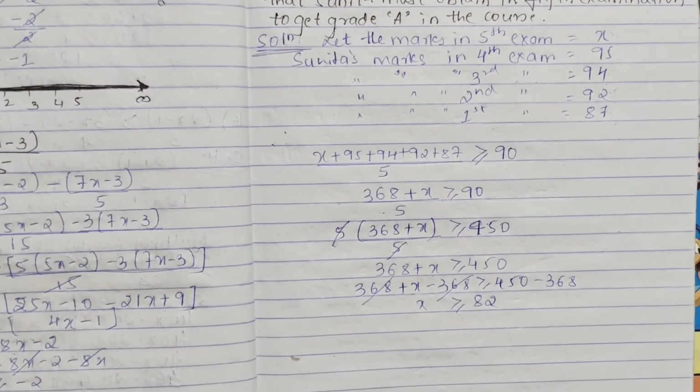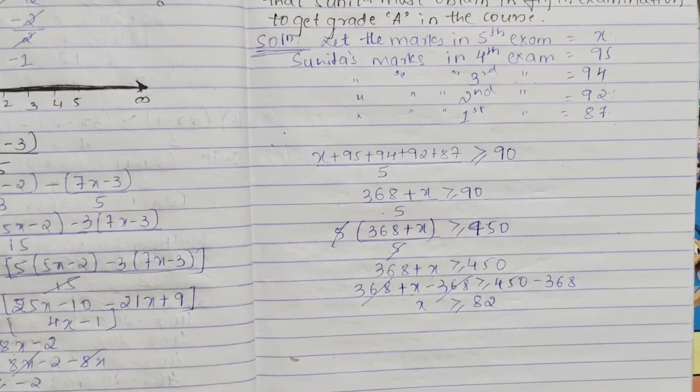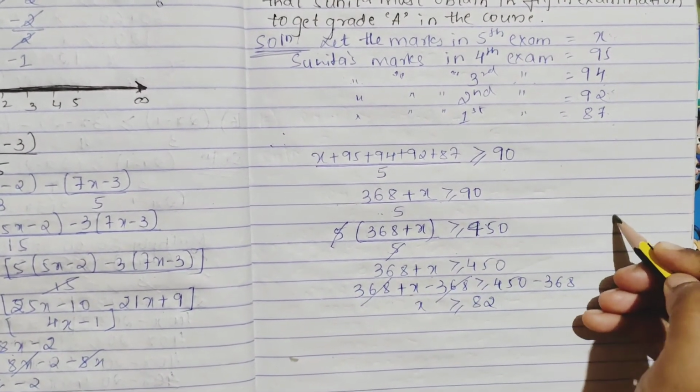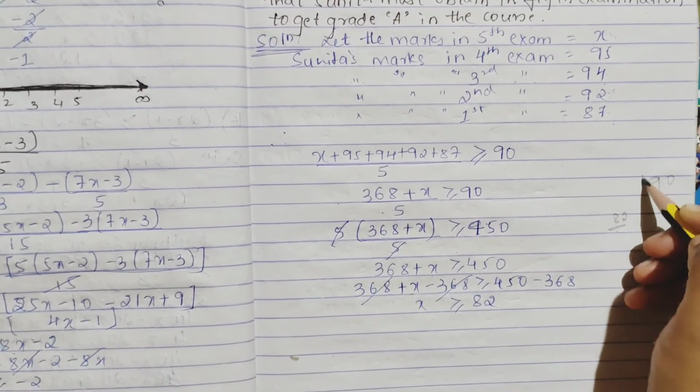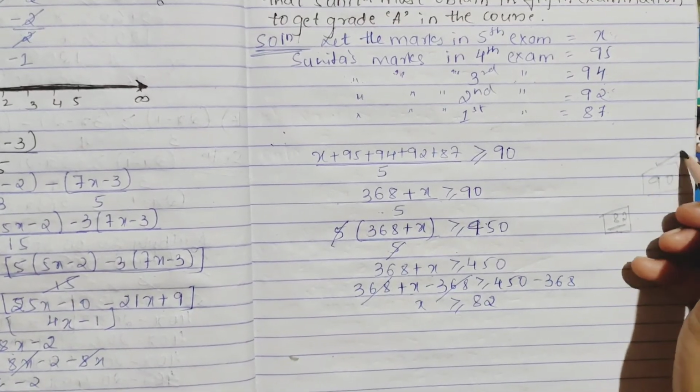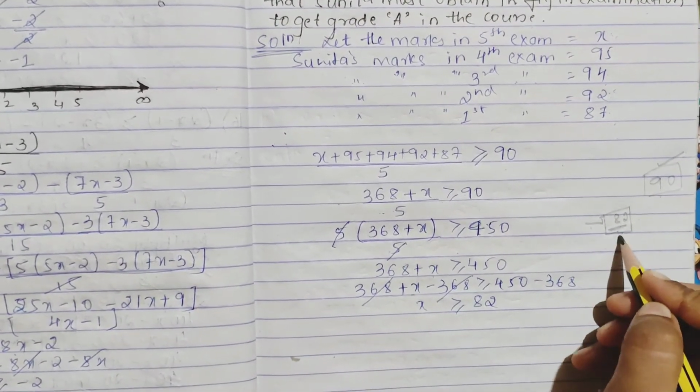Yes, in this it is clear that if Sunita's marks is 90, then she should get 82. Or else if it is more than 90, it means she should get more than 82. That is what it means, right?